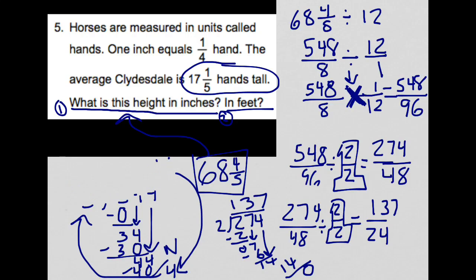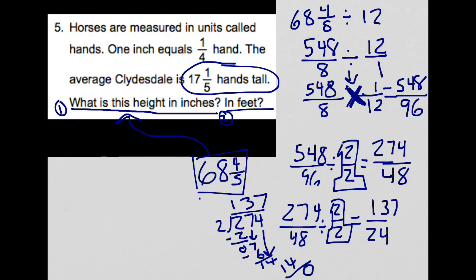The only thing I need to do now, I'm going to erase this division over here. I'm going to change it from an improper fraction to a mixed number. So 137 divided by 24. I already know 24 can't go into 13, so I'm just going to put 2 zeros above. How many times can 24 go into 137? I think it's actually 5 times.